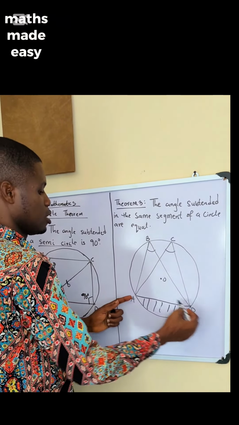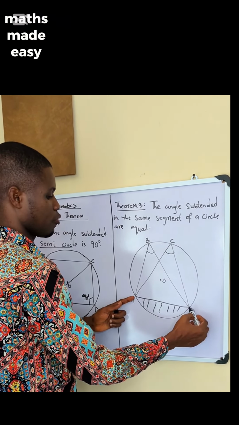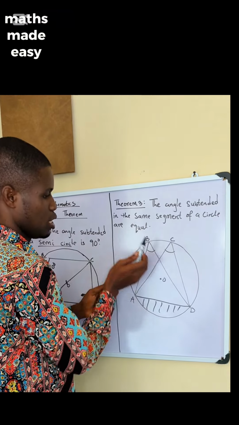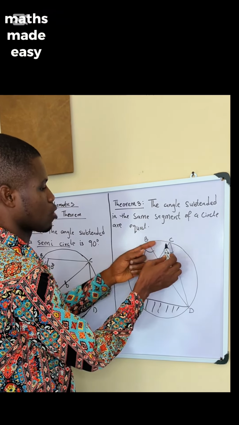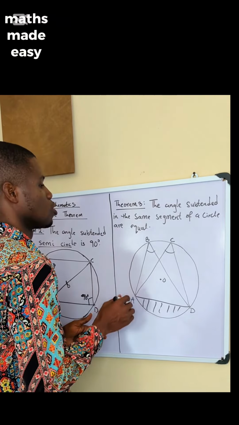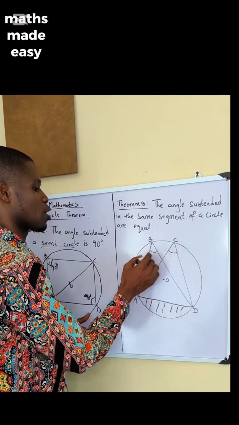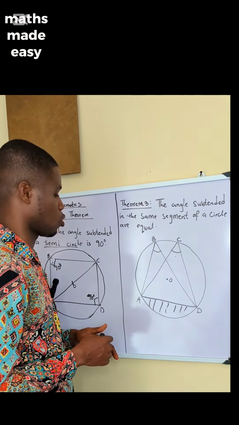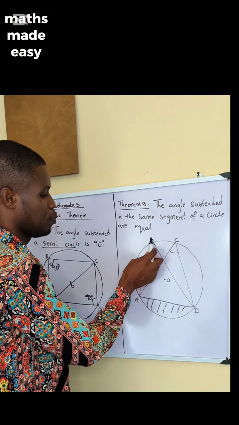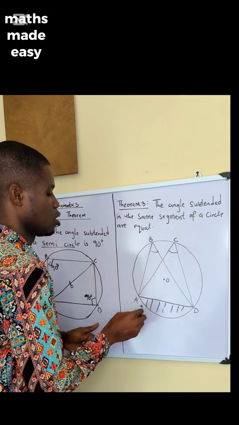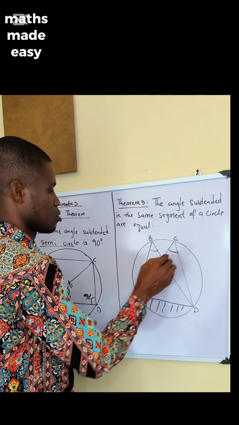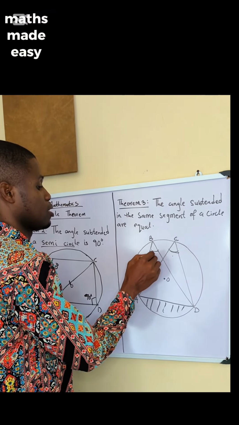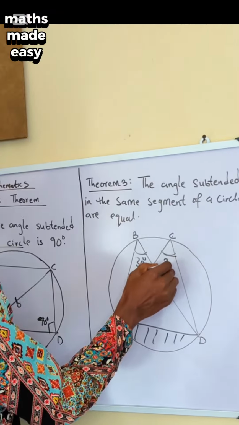Now, this is a chord. From the endpoints of a chord, you form an angle in a segment. From the endpoints of the same chord, you also form an angle in the same segment. So theorem 3 states that these two angles that are formed in the same segment are equal. In other words, angle ABD, as this angle here, should be equal to angle ACD, this. So assuming that this angle here is 30 degrees, then here will also be 30 degrees.